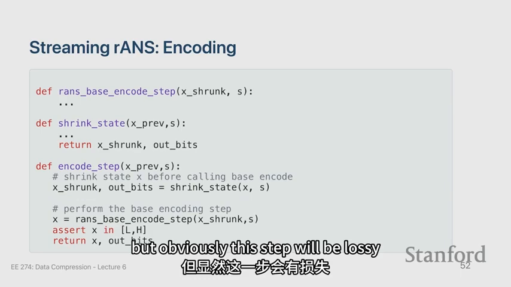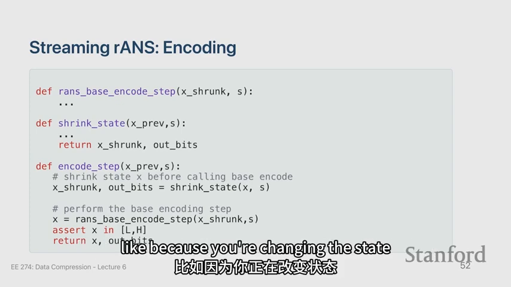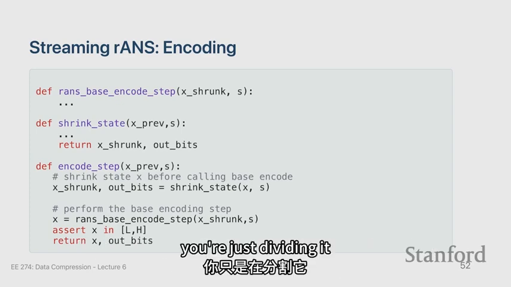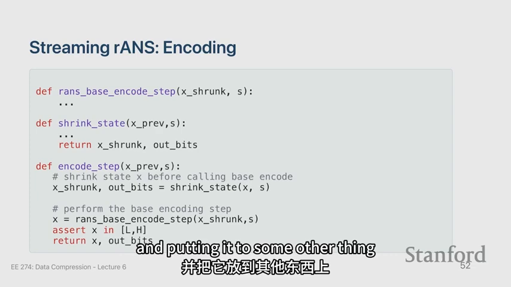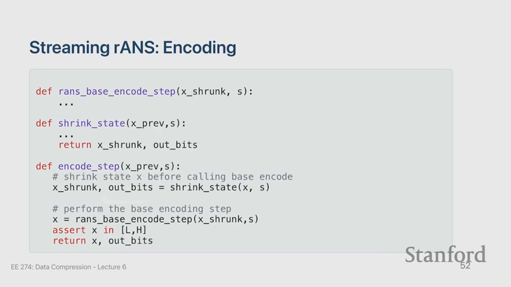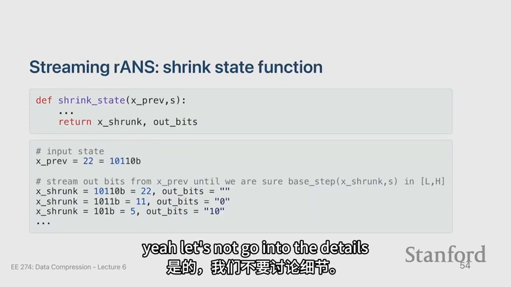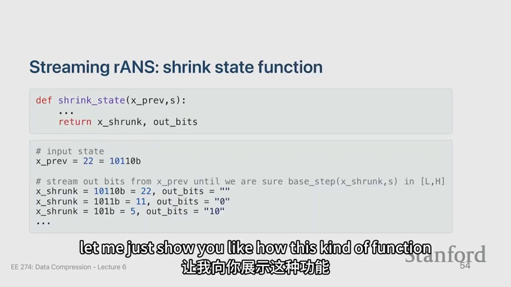But obviously this step will be lossy if you don't actually give out some bits with it. Because you're changing the state, dividing it and putting it to some other thing, you are losing some information. So this step also gives out some bits. Let's not go into the details. Let me just show you how this kind of function looks like.